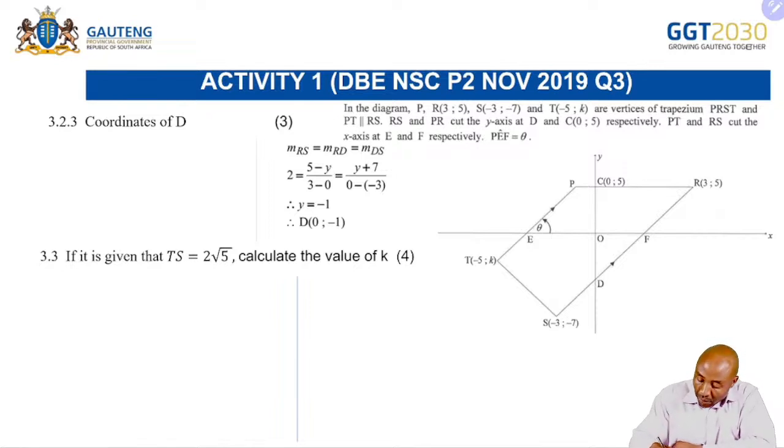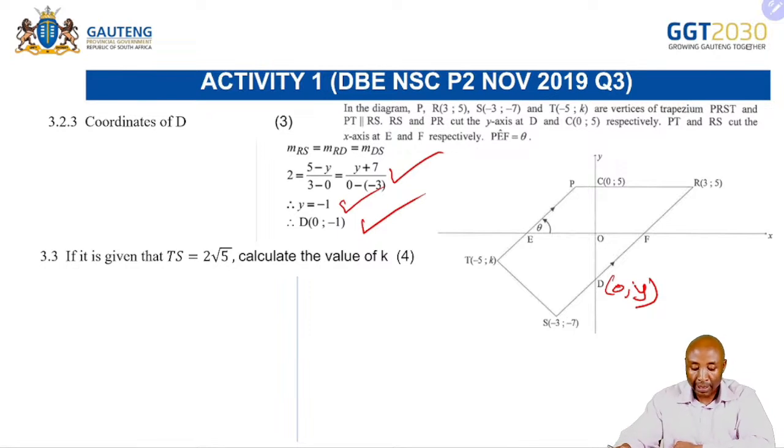So I can give the coordinates here as 0 and y, and then use any of the given points, equate them to 2. I'll only have y as my variable, and I'll get my y as -1. And so you'll get a mark for the method, the y value, and for the coordinates. We are done. Those are the coordinates of point D. May I give you 3 minutes to answer 3.3? The information is here. Let's quickly answer 3.3.